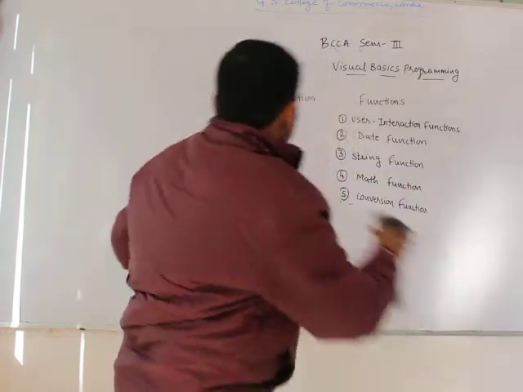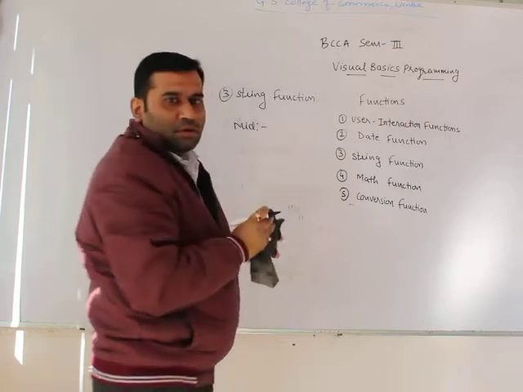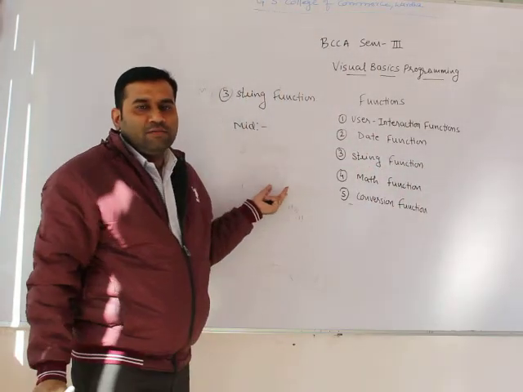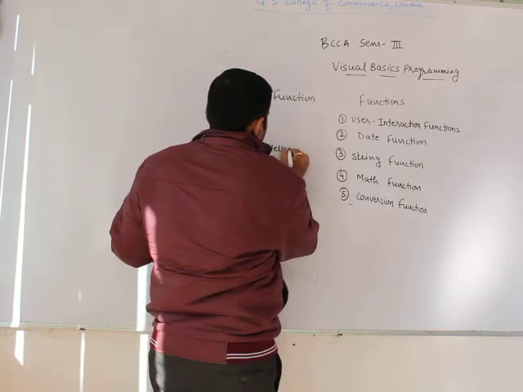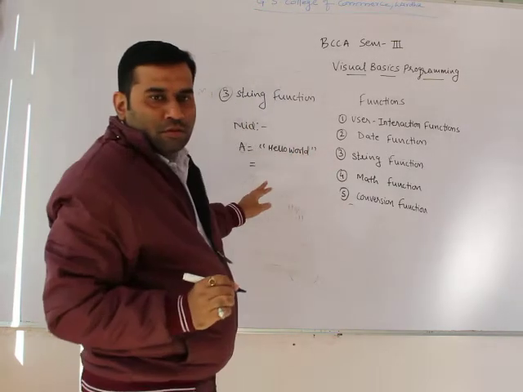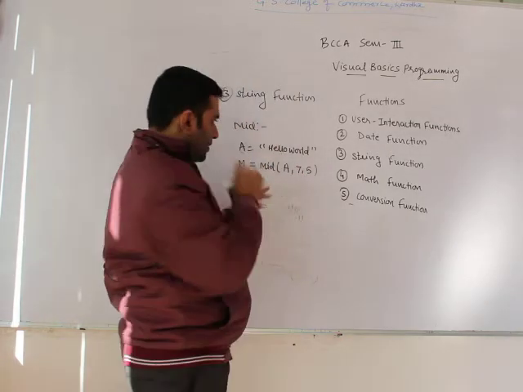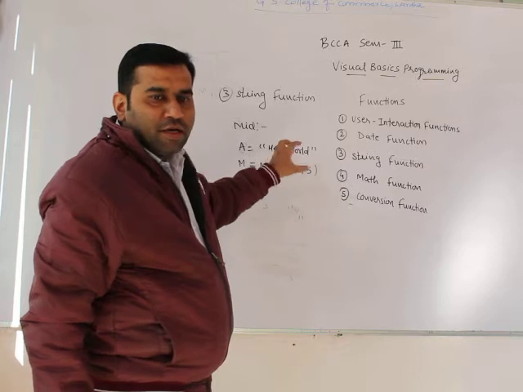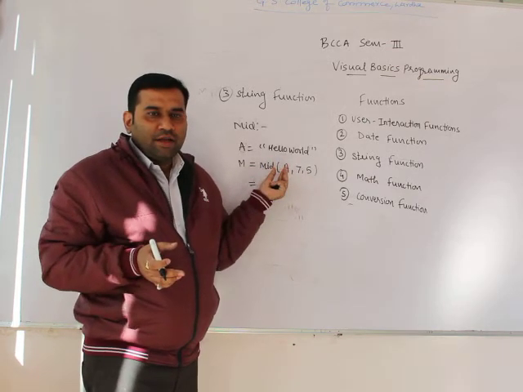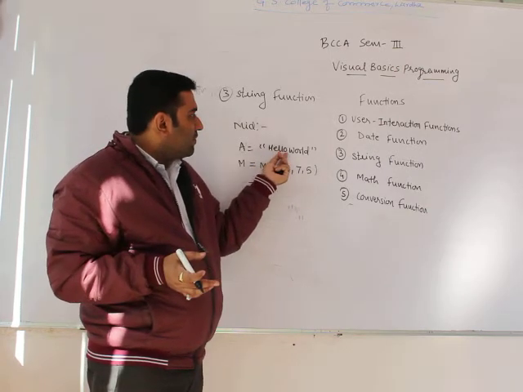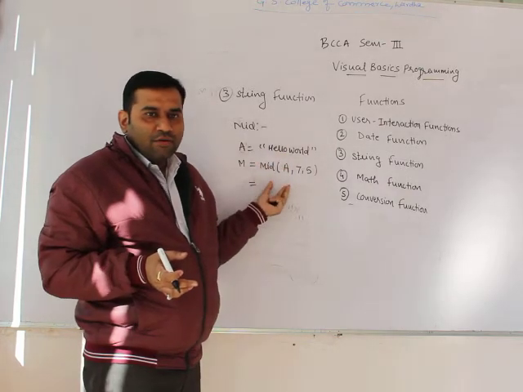Next function is Mid. It retrieves the specified number of characters from a string. You can specify the starting point of the retrieval also. Suppose A equal to hello world. It retrieves the specified number of characters from a string. You can also specify the starting point. The mid point is 1 2 3 4 5 and 1 2 3 4 5. In this way the mid value is calculated.